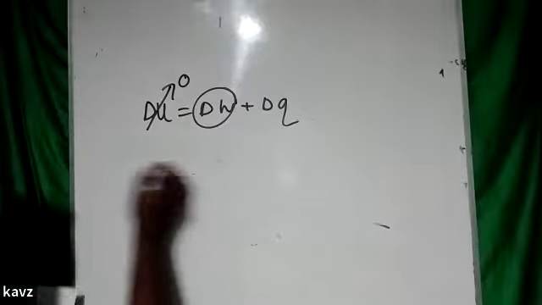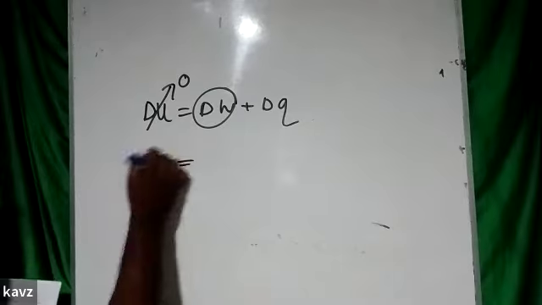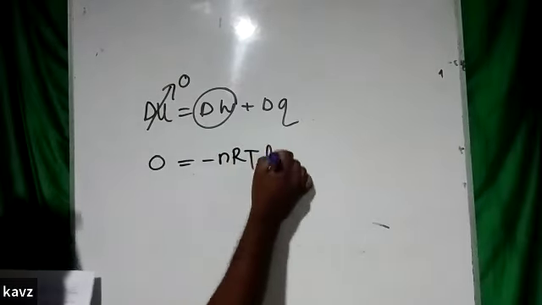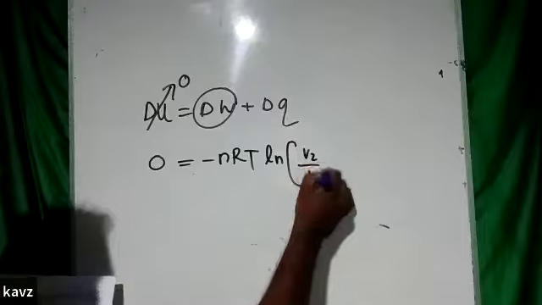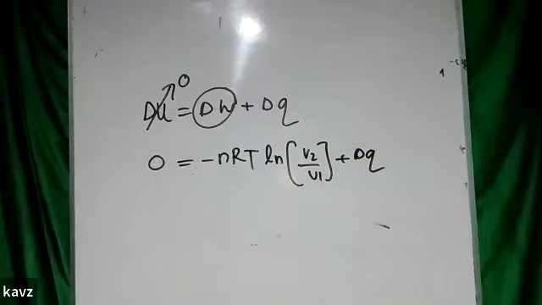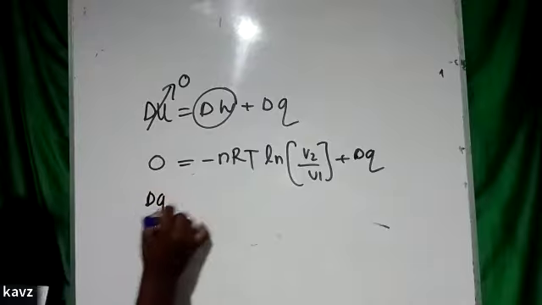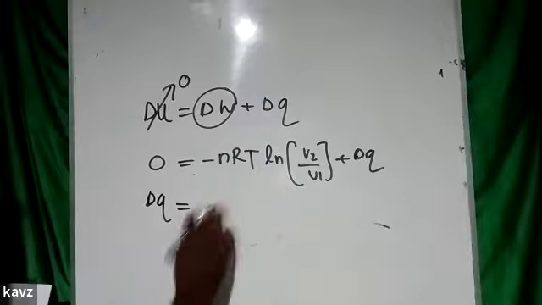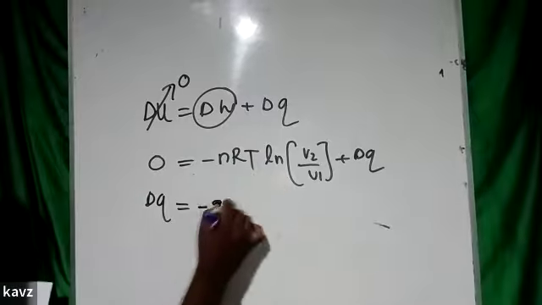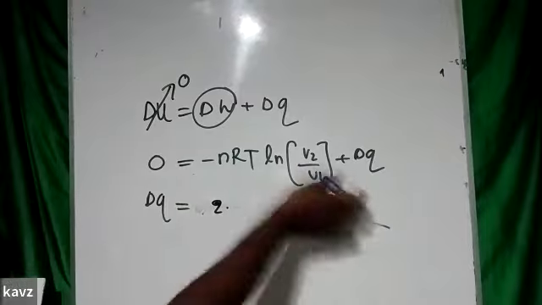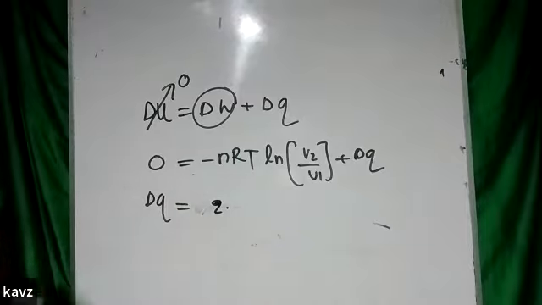Reversible. So you can use 0 equals nRT ln V2 divided by V1 plus delta Q. So get the delta Q here. We don't know about ln, so you have to use log base 10 and multiply by 2.303. The negative mark is gone because this also becomes negative, negative, negative, cancel.